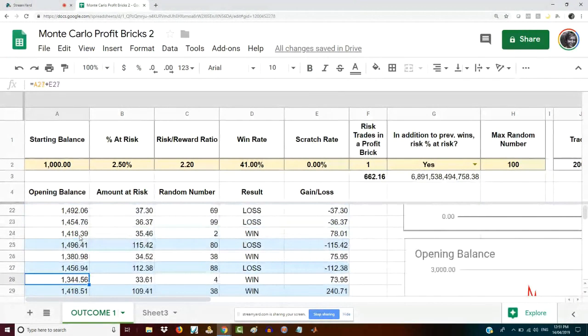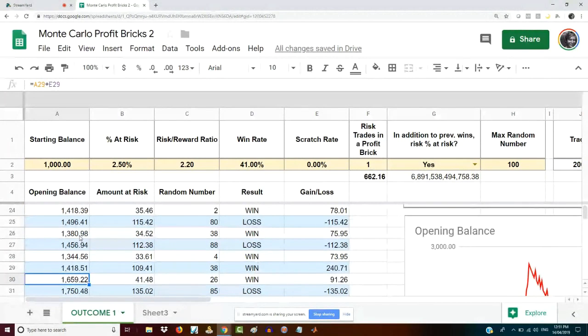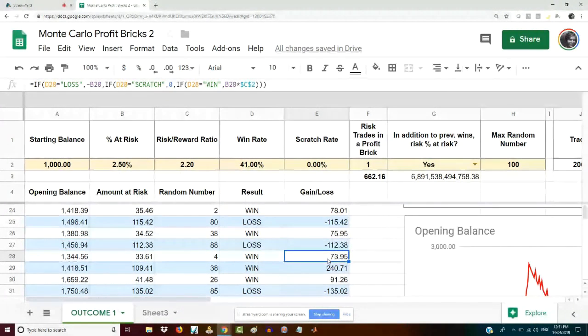What happens is when you get a couple of wins in a row, so here's a loss of $112. The account's up to $1,400, after trade 23 or whatever it is. You lose 112 bucks here. Then you win $73.95. And because I've added the $73.95 to my 2.5%, I'm now risking $109.41. And because I won that, I get a payout of $240. So my account jumps from $1,418 to $1,659 in two trades.